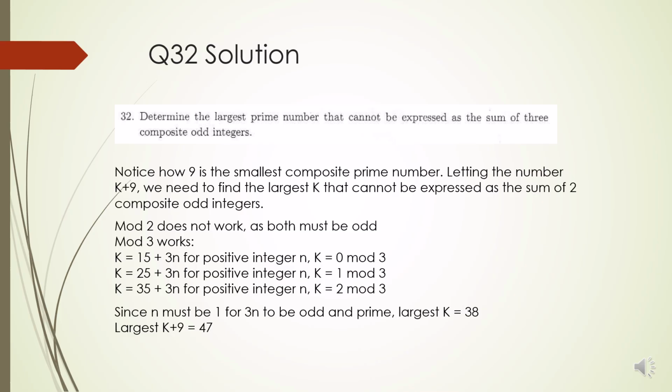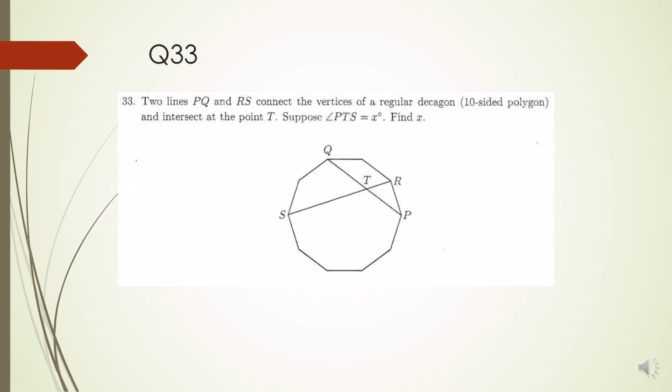So we can see that the largest k we can attain that fulfills this criteria is actually 35 plus 3n when n equals 1. This gives k equals 38, and hence the largest k plus 9 equals 47, which is the answer. This is question 33. Feel free to pause and try this question out.